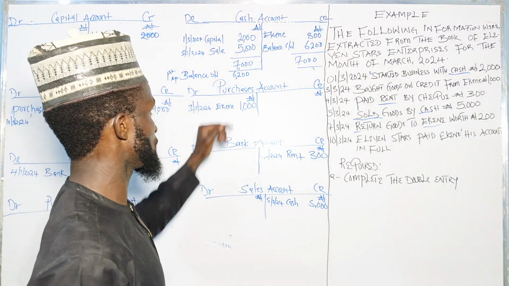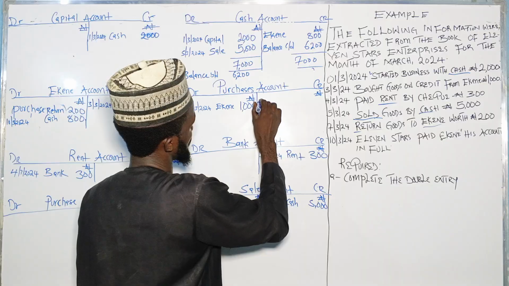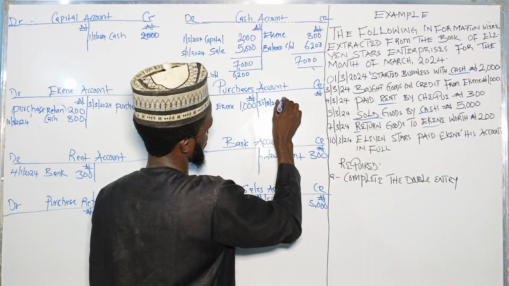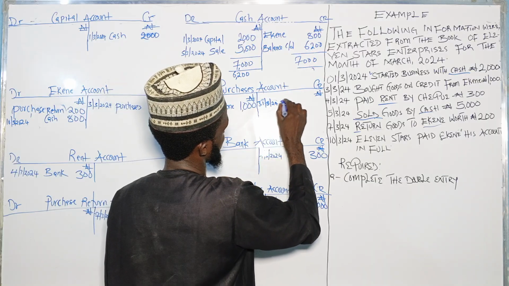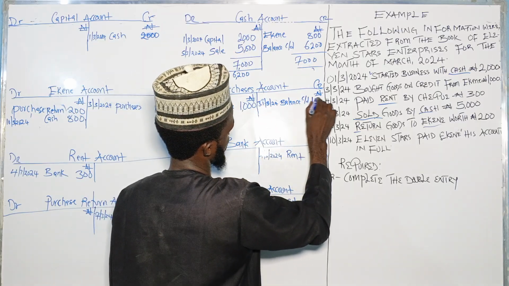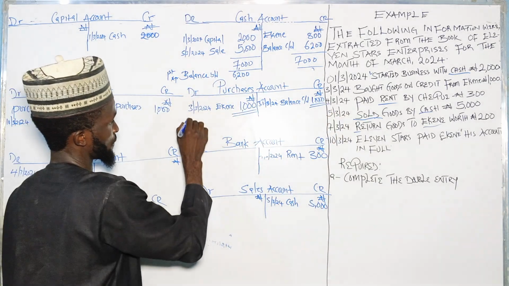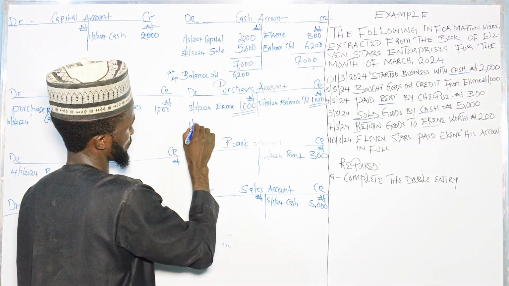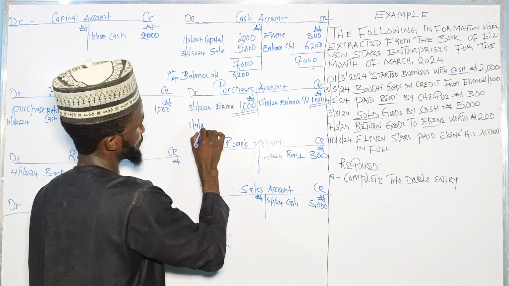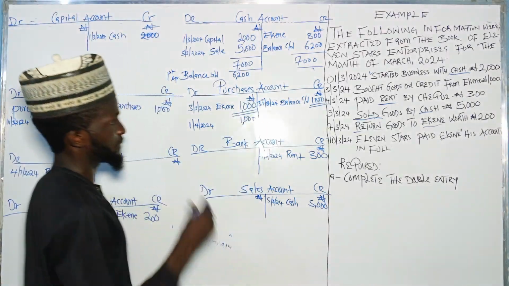The next thing is to close purchase account. Purchase account, just come and write your balance. Your balance BD. Balance CD is the same 1,000. Close the account. Then you bring this same balance CD as your next month's first opening balance. Come and write it here as 1,000. We are done with this account as well.